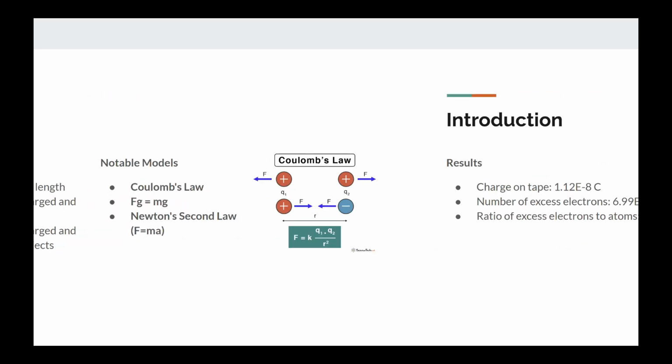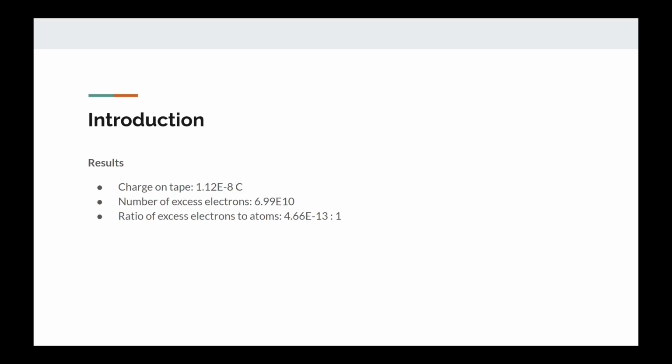The results of this lab were as such. The charge of the top tape, which was determined, was 1.12 × 10^-8 coulombs. The number of excess electrons was 6.99 × 10^10 excess electrons, and the ratio of excess electrons to atoms was 4.66 × 10^-13 to 1.